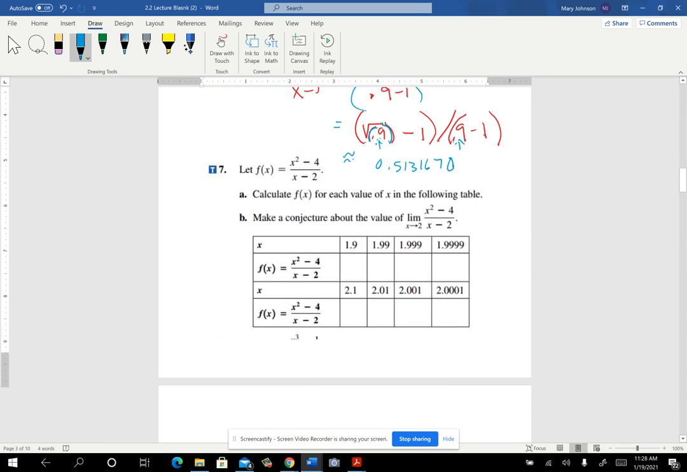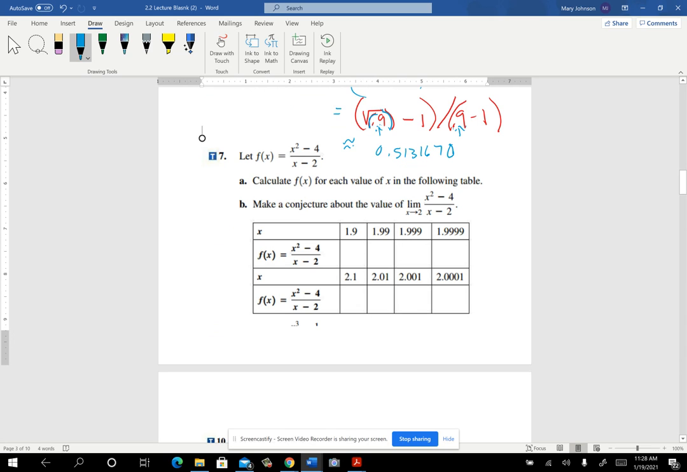All right, so here you're going to wind up working through these values. You're going to put in 1.9, 1.99, and so on. And again, watch the order of operations. And also, if these had been negative, be real careful about squaring, making sure what you plug in is in parentheses.